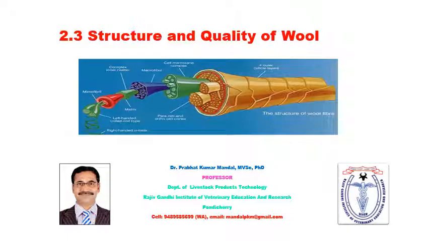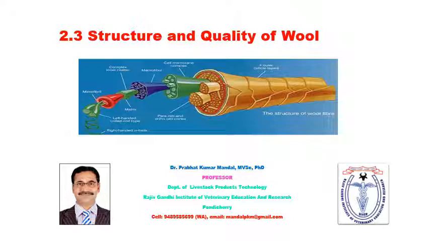Welcome to today's lecture. That is the third lecture on Unit 2, about wool. The title is Structure and Quality of Wool. In the previous lecture, mainly I have discussed the basic structure, development and growth of the wool follicle. So the wool follicle is the origin of the fibers.